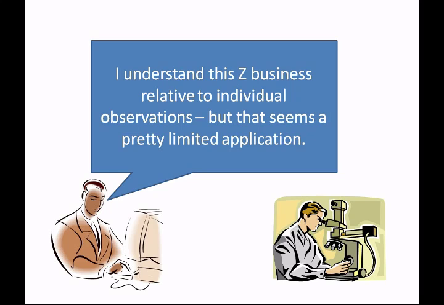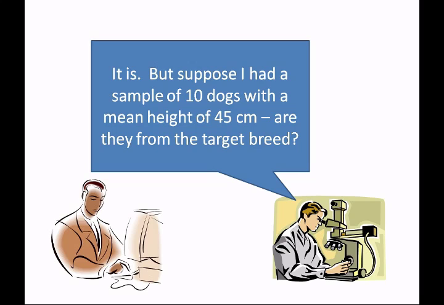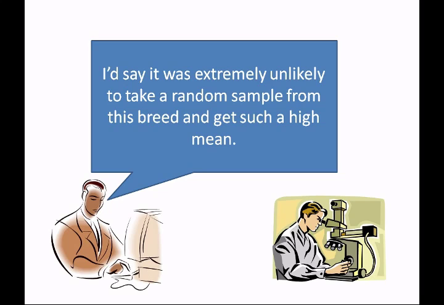I understand this Z business relative to individual observations, but that seems a pretty limited application to me. Well, it is, but suppose I had a sample of 10 dogs with a mean height of 45 centimetres. Are they from the target breed we were talking about? I'd say it was extremely unlikely to take a random sample from this breed and get such a high mean value.